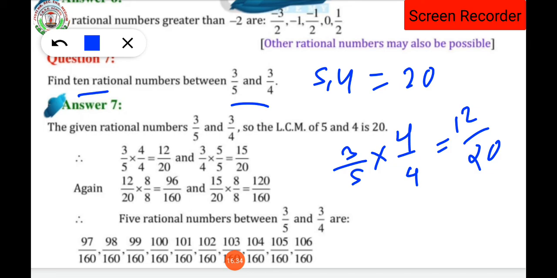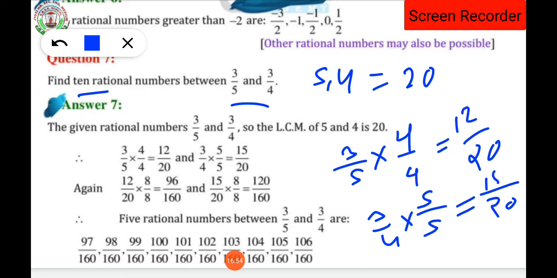Clear? Then again the second number is 3/4. By which number will this denominator 4 be multiplied to get the LCM 20? It will be multiplied with 5. So the numerator is also going to be multiplied with 5. So 3 5s is how much? 15. Now look, we have 12 upon 20 and 15 upon 20.